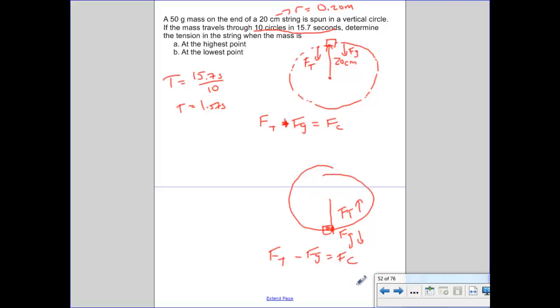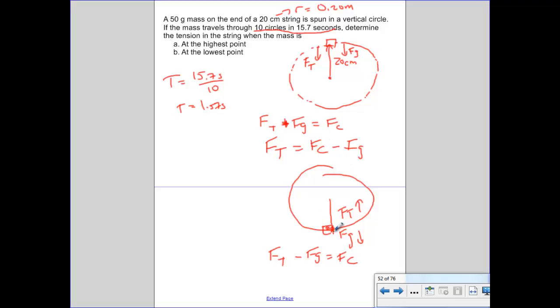You guys see the difference there? At the top, gravity is actually trying to pull this thing back down, but the tension is also pulling it back down. So they're both working together. So what will actually end up happening is when you rearrange this formula here, the tension will be equal to your centripetal force minus gravity. Because gravity is pulling it back down, there should be slightly less tension.